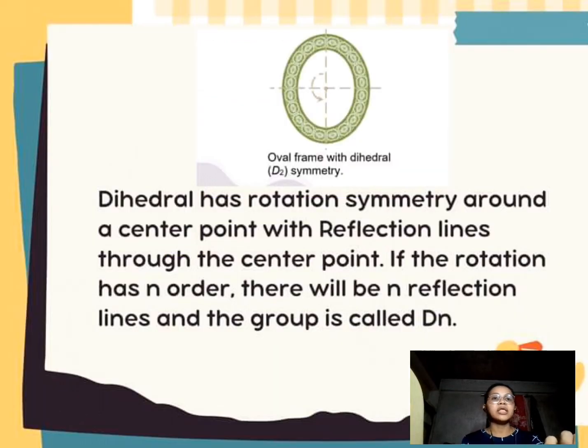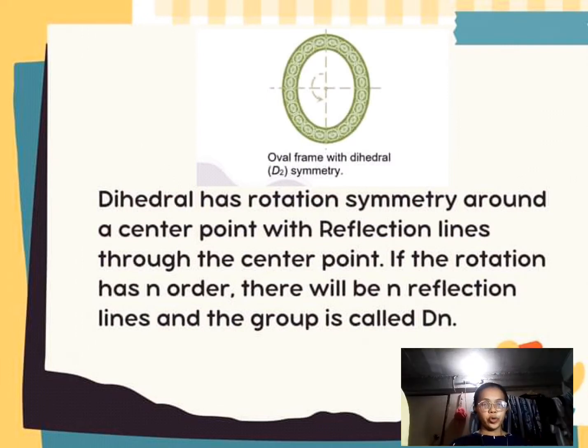For example, this one has reflection symmetry along these lines. If the rotation is of order n, the group is called Cn. So remember, cyclic has no reflection symmetry, and dihedral has reflection symmetry.